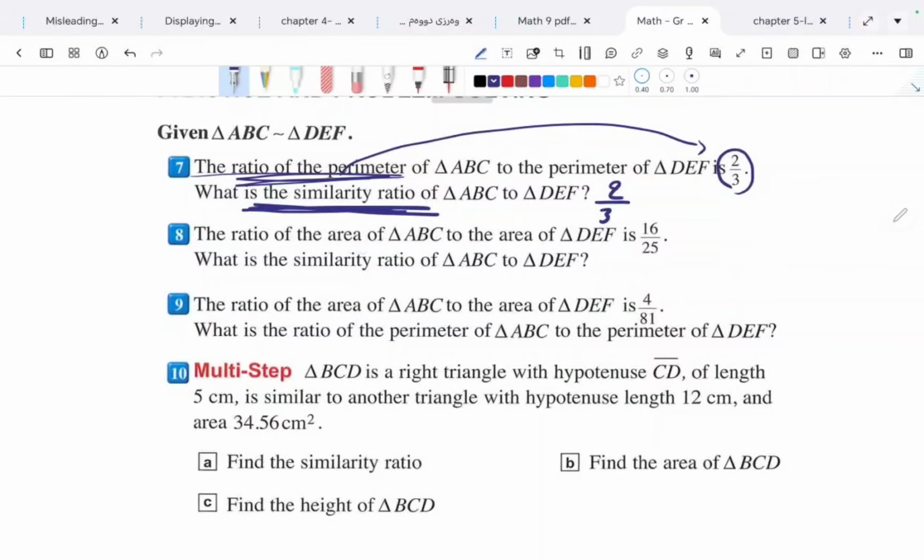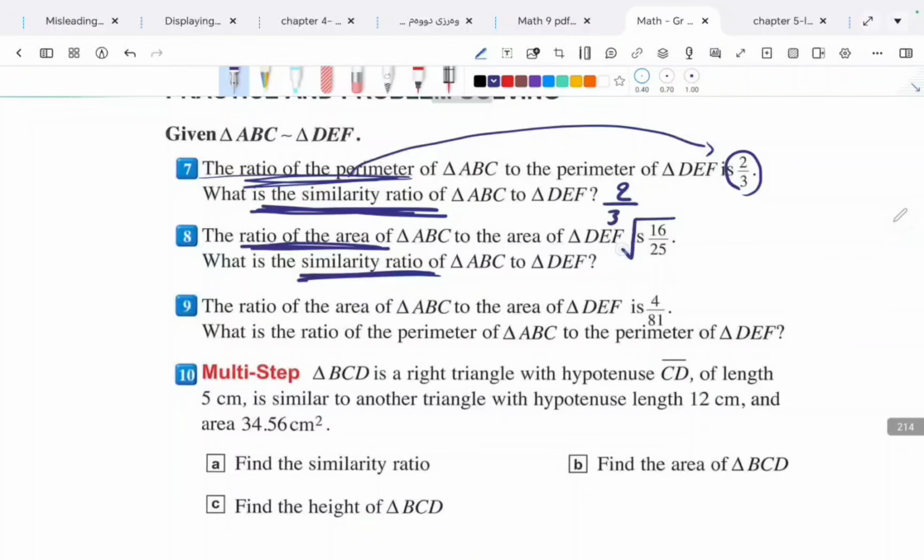Now the ratio of the area of triangle ABC to the area of triangle DEF is 16 out of 25. What's the similarity ratio? So ratio of area to similarity ratio, how can you change it? You have to take a square root. The square root of 16 is equal to what? It is 4. What about the square root of 25? As you know, it is 5. So it will be 4 out of 5.